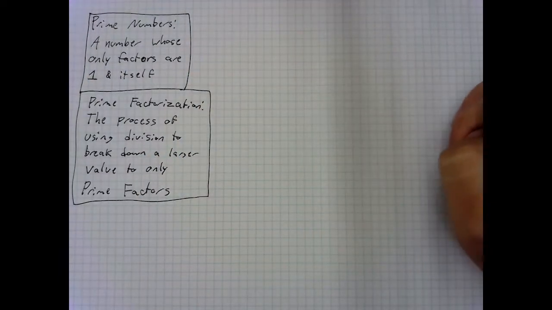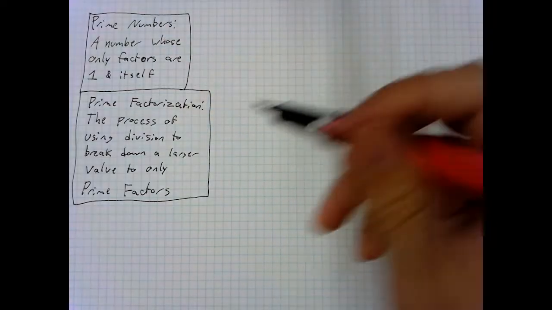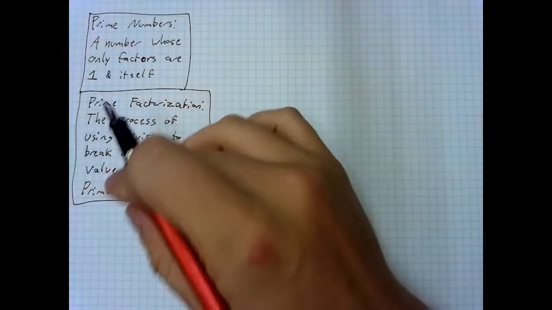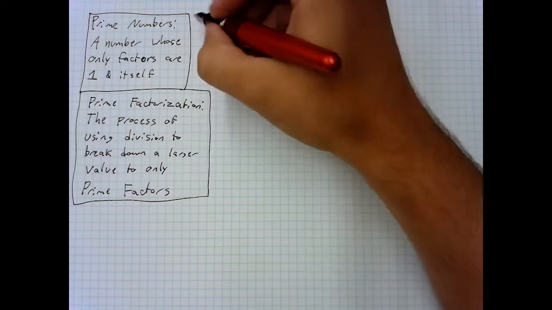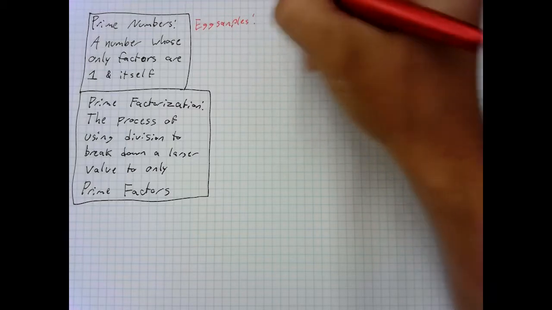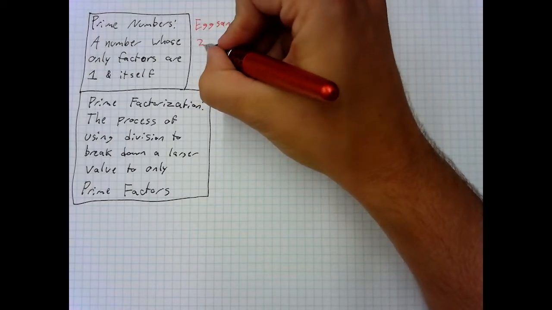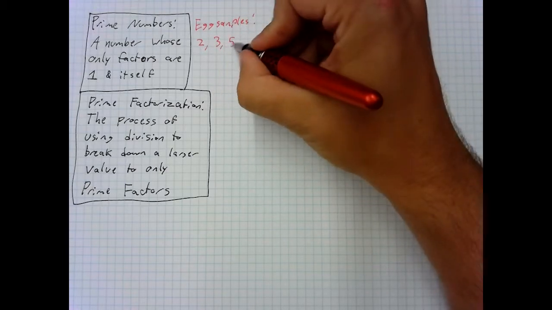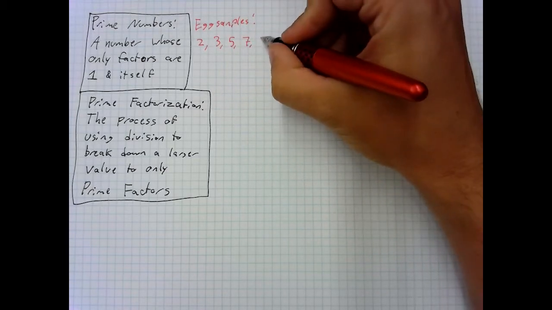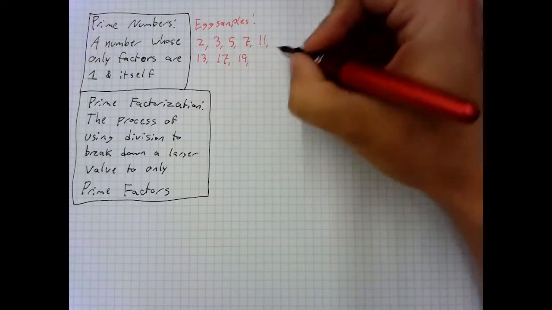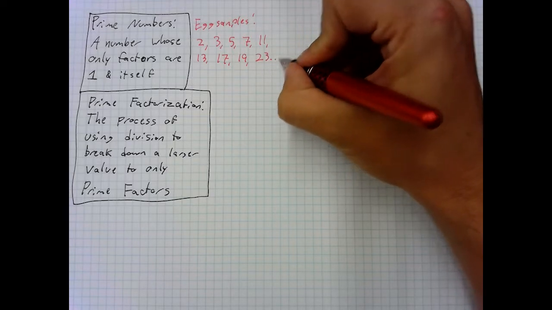So, as the title described, we are starting out with prime numbers and prime factorization. First of all, a prime number. That's going to be a number whose only factors are 1 and itself. Examples of this are going to be, for example, 2. You can only divide 2 by 1 and itself. 3, 5, 7, 11, 13, 17, 19, 23, and the list is going to go on.